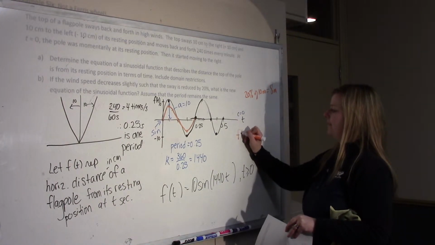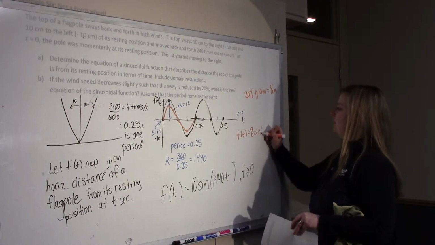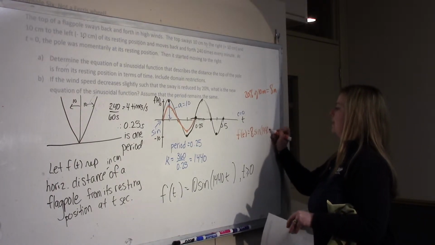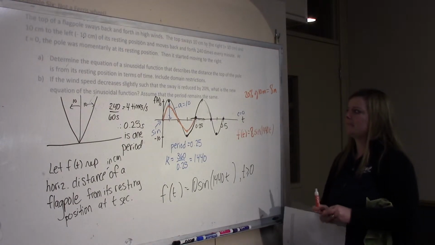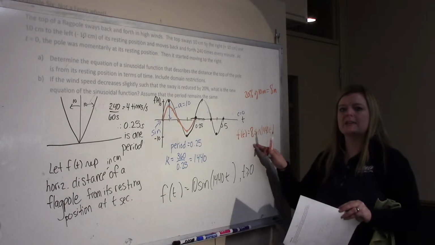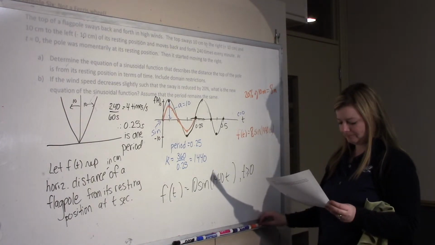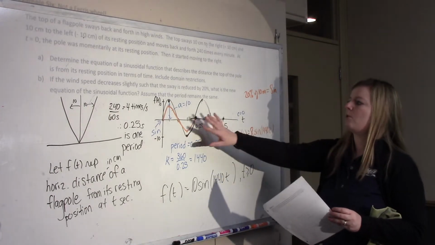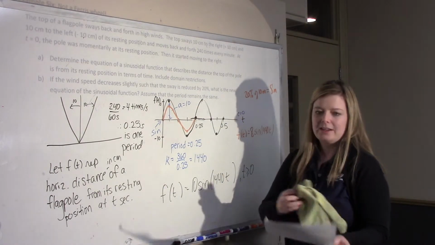So you would just have F at t equals 8 sine 1440 t, because it said the period remains the same. All right, so this is a 20% reduction in the amplitude is what's happening there. So the graph, the orange graph, is a vertical compression of the black graph.